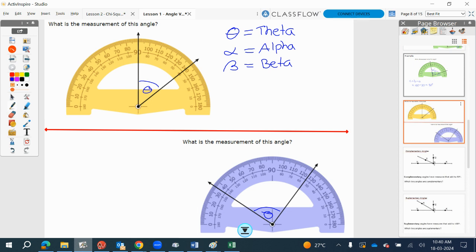So this one, we can measure it in two ways. We can say that theta is equal to 90 minus 40, which equals 50. But I can also measure it round from the other direction. I can go from here to 140 and then subtract 90. I'm still going to get 50. It wouldn't matter which side we do it from.